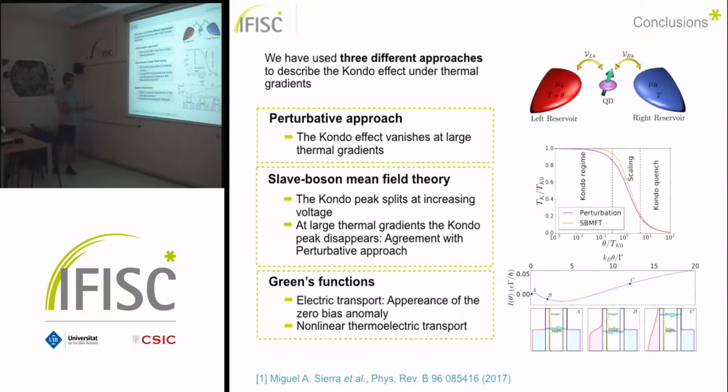Okay, as a conclusion of this work, we have implemented three different approaches. We have demonstrated with the perturbative approach that the Kondo effect vanishes at large thermal gradients. We have demonstrated the same with the slave boson mean-field theory, and additionally we have shown that the Kondo peak splits with increasing voltage. And with the non-equilibrium gauge function method, we have shown the zero bias anomaly, and we have found nonlinear thermoelectric transport.